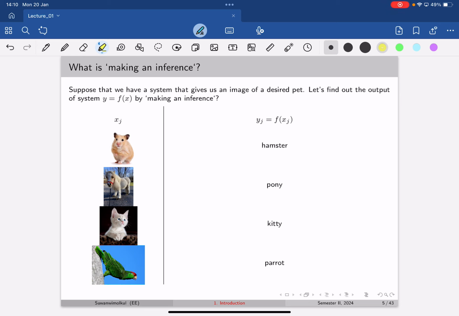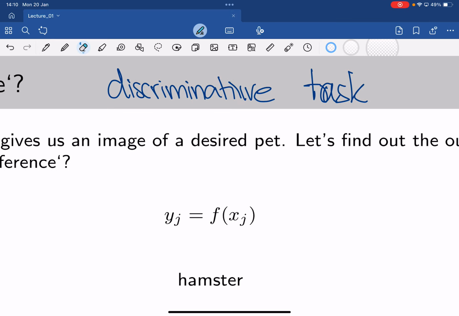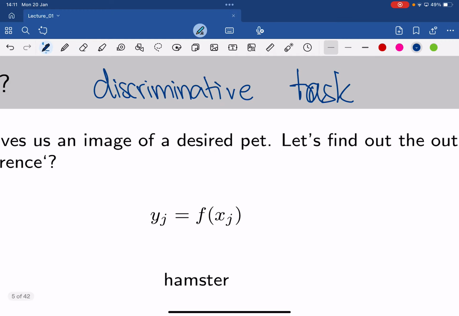In this example, the kind of inference that I'm making is what we call discriminative. Let's call it discriminative task because we are making this inference for a discriminative task. Okay, I don't know why it gives me these red things. Discriminative. It's actually TIVE. I don't know why it's giving me this recommendation. Discriminative.